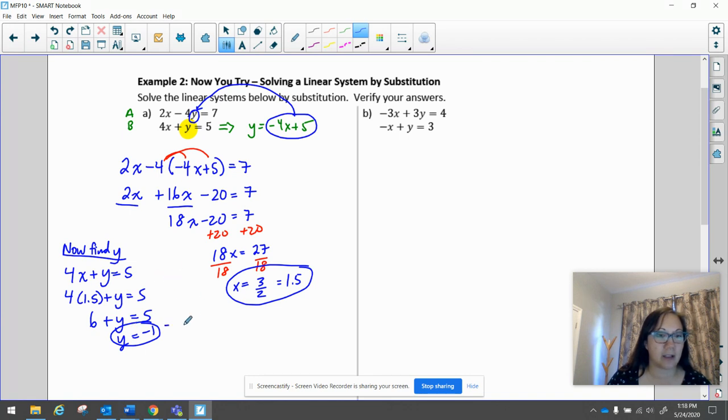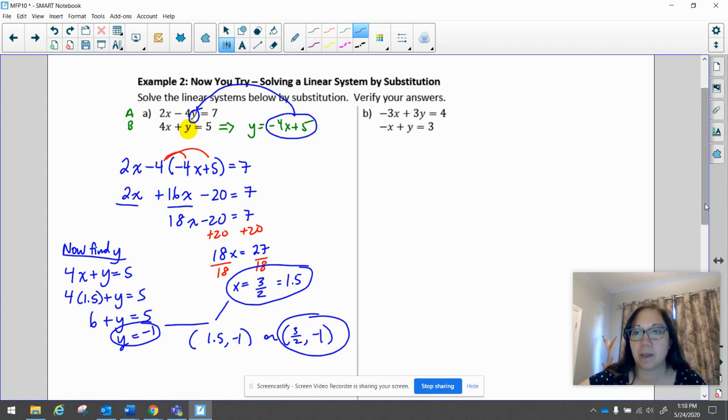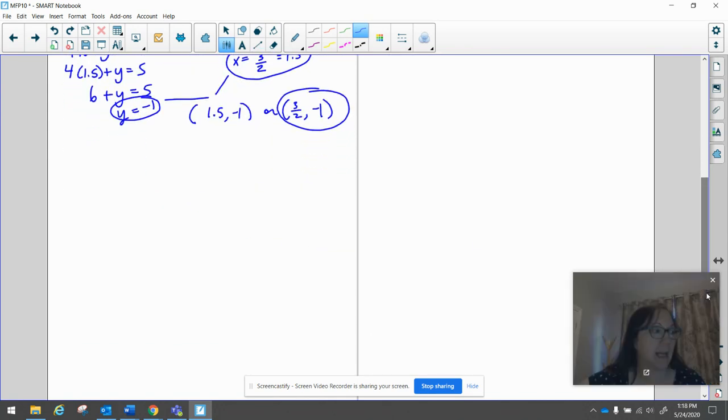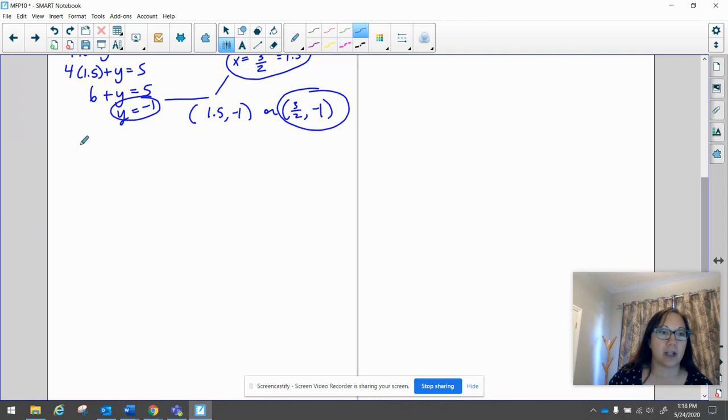So those are my two answers, but I have to write them together as a final answer. So my final answer is 1.5 comma -1, or if you wanted to write it using fractions, you could say 3/2 comma -1. So that's probably the kind of answer you're going to see in the textbook, is probably the fractional one, but now we need to check that answer in both equations. So we're going to check 3/2, -1 in equation A, and then we're also going to check 3/2, -1 in equation B.